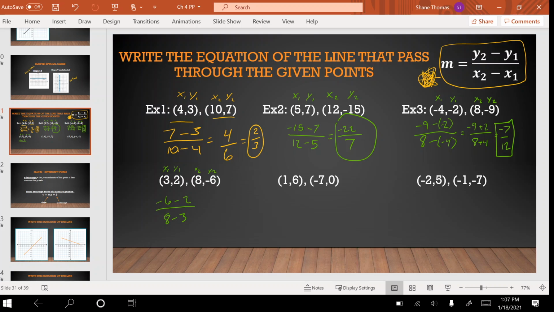Good. Negative 6 minus 2 is? Negative 8. 8 minus 3 is? Does that simplify at all? No.